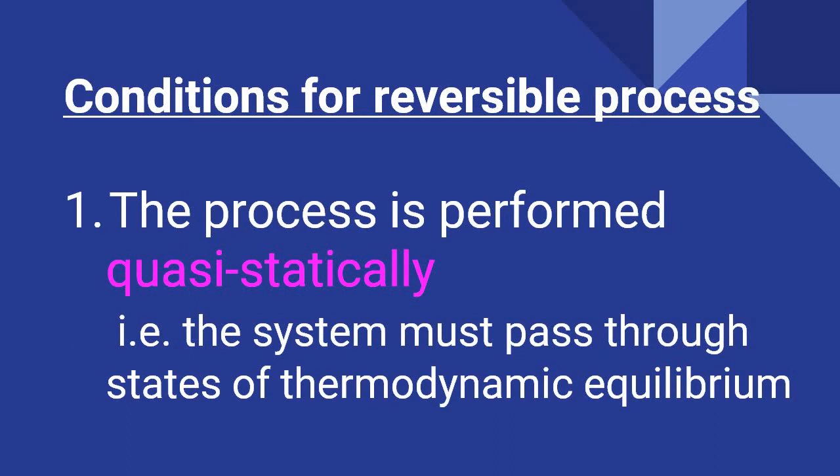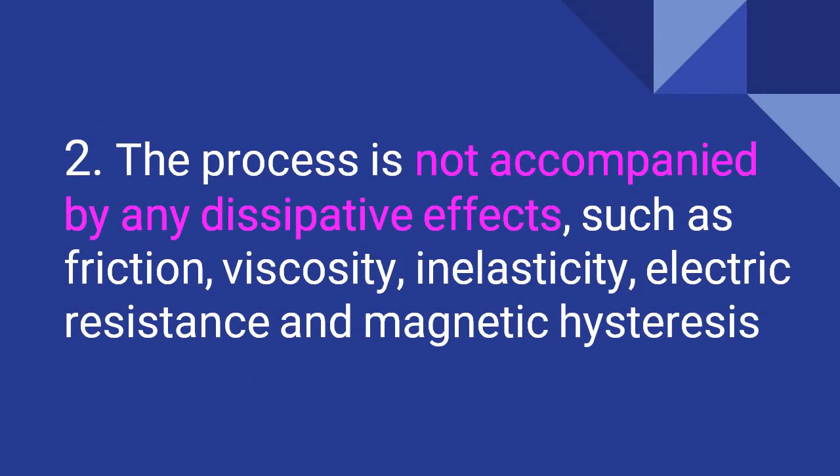And now we can look for the conditions for reversible process and irreversible process, or conditions for reversibility. And for reversible process, it is performed quasi-statically. That is, the system must pass through states of thermodynamic equilibrium. So actually, a reversible process is taking place quasi-statically, means always nearer to thermodynamic equilibrium, and also it is a slow process. The process is not accompanied by any dissipative effects such as friction, viscosity, inelasticity, electric resistance, and magnetic hysteresis. So this friction, viscosity, inelasticity, electric resistance, etc. are processes during which energy is always dissipated. That means the process is not accompanied by any of these.